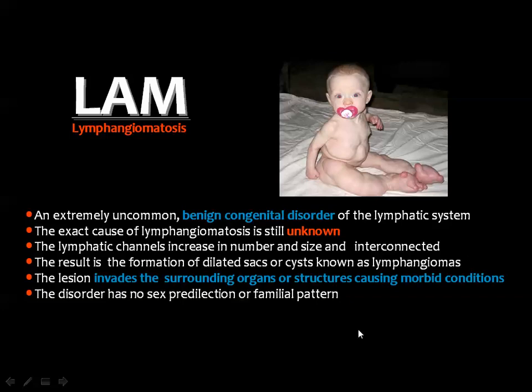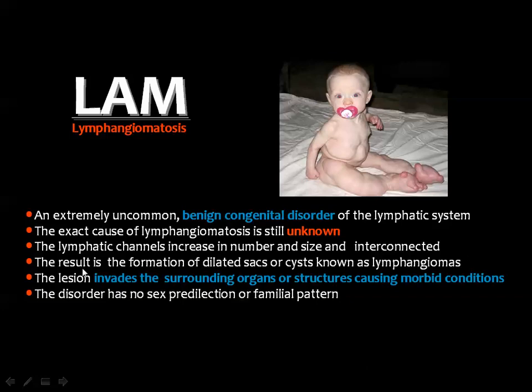Then we came to the lymphangiomatosis. Lymphangiomatosis is an extremely uncommon benign congenital disorder of the lymphatic system. Its cause is unknown, and the lymphatics in this syndrome increase in number and size, leading to hypertrophy of the limbs, as you can see here.